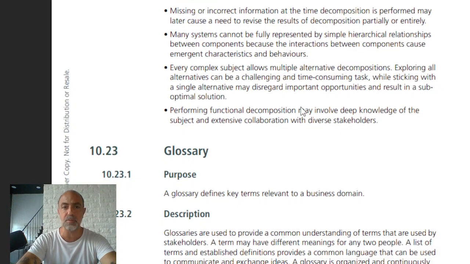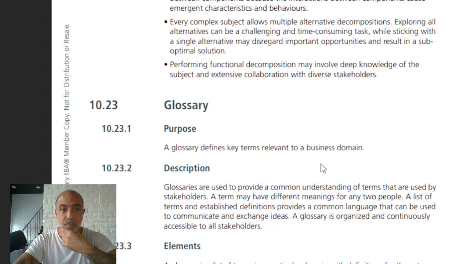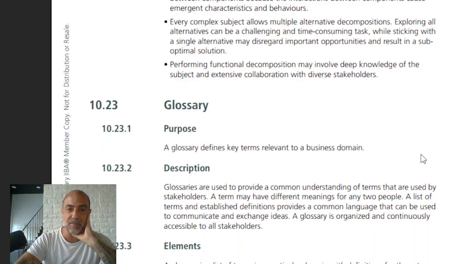Exploring all alternatives can be a challenging and time-consuming task, while sticking with a single alternative may disregard important opportunities and result in suboptimal solutions, of course. Remember, what we're doing here is always trying to do the best we can, and in order to do that, we need information. The problem is you can never get enough information. Literally.